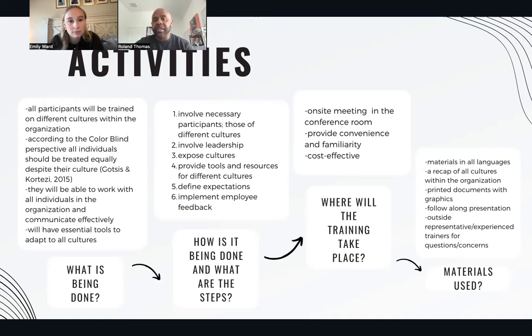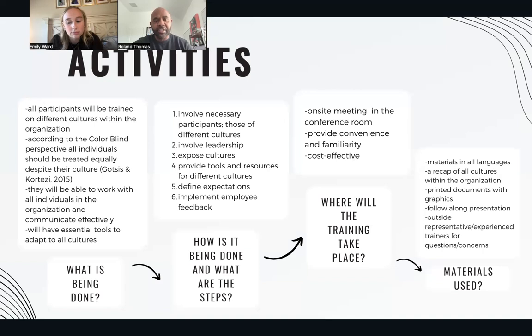How is that being done? It involves the necessary participants, those of different cultures. I'm a Black male, Emily is a white female. We would probably need someone from a different ethnic background if we're going to develop a training program that's going to implement the different cultures. So that's what that means. Involve leadership. It doesn't matter how hard we work as individuals. If the people at the top aren't buying in and enforcing that or providing some type of incentive to make sure that the program is a success, it won't get anywhere.